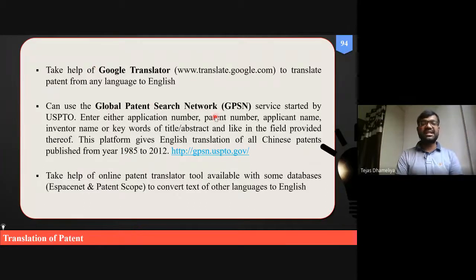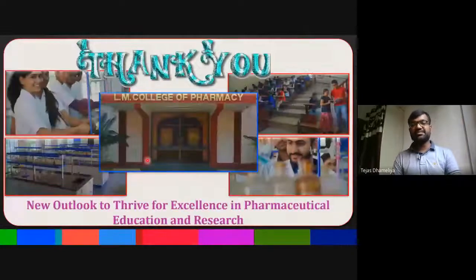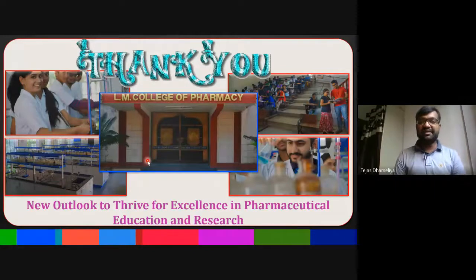The Global Patent Search Network is from the USPTO. We can access it through this link, and it also has some translations of the patents filed from the year 1895 to 2010. So we can also take the help of this. With this, we will complete our end of this IPR and patents.